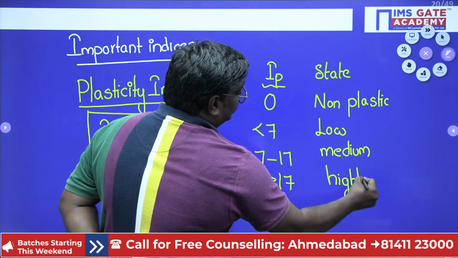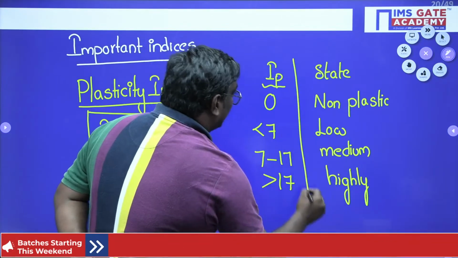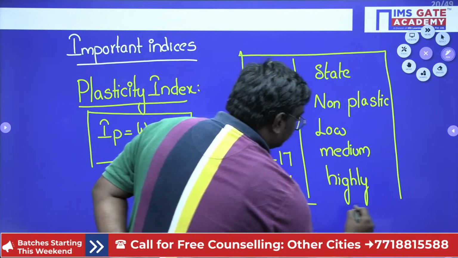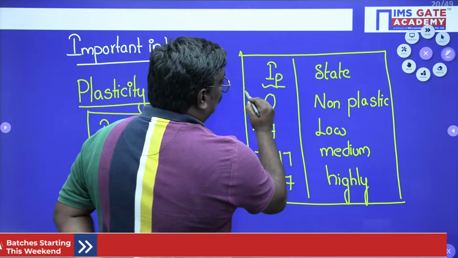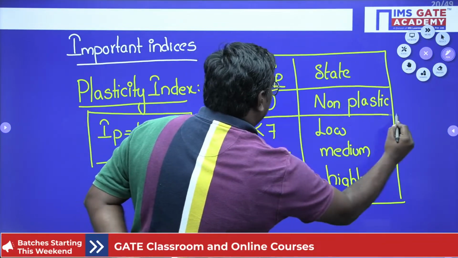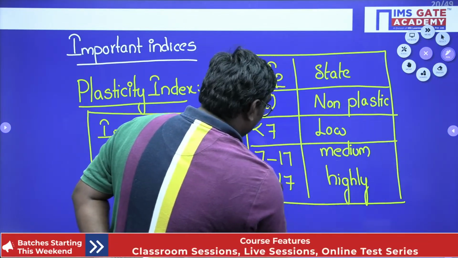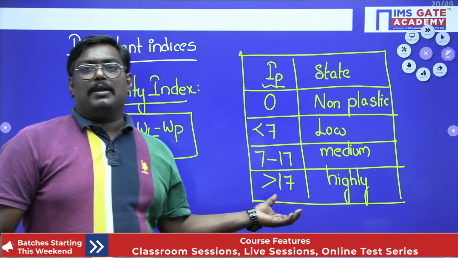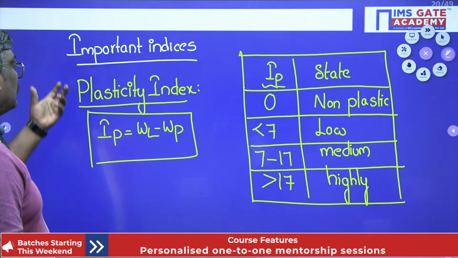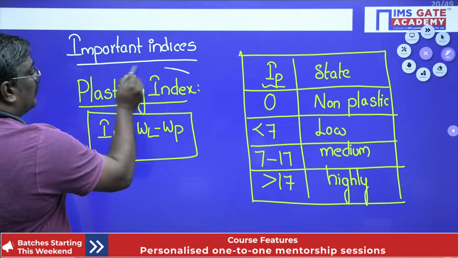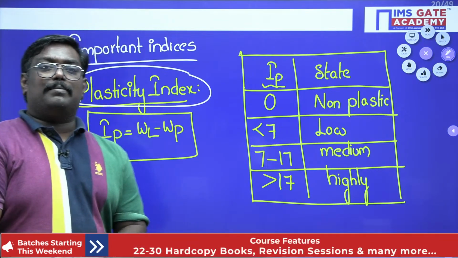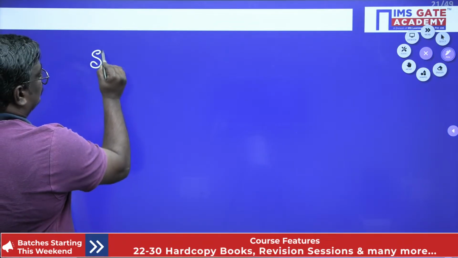So here, my dear students, when I talk about the plasticity index and the state of the soil, we have different types of soils. When it is 0, non-plastic; less than 7, low plastic; 7 to 17, medium plastic; and more than 17, highly plastic. So let us see the important indices. One is the plasticity index, defined as the liquid limit minus plastic limit. Next we have the shrinkage index.